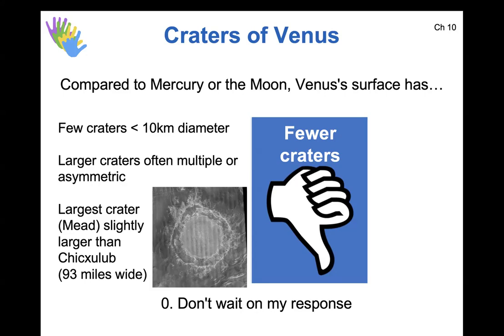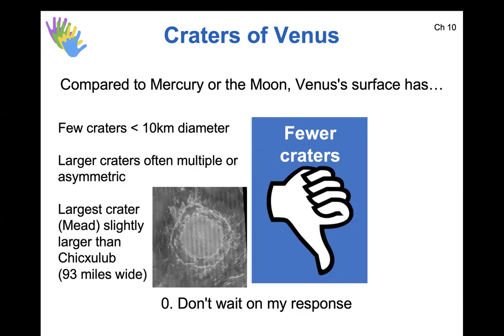And the larger craters are often multiple or asymmetric, which goes against the prevailing logic about that symmetry created by the explosion. And the largest crater, which is Meade, that's the name of the crater, so it's the Meade crater, is slightly larger than the Chicxulub crater.